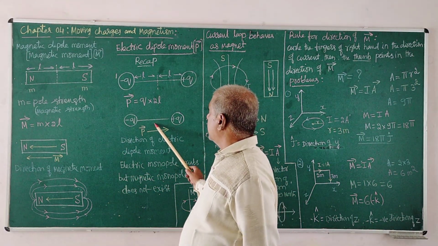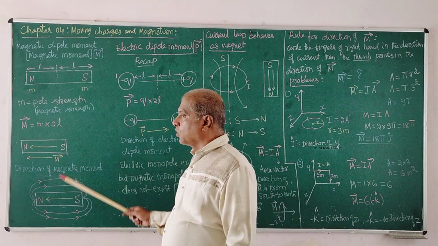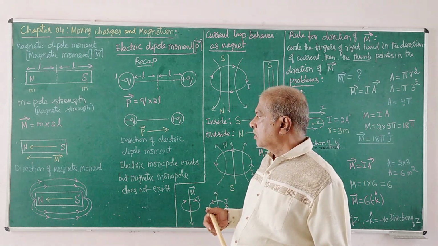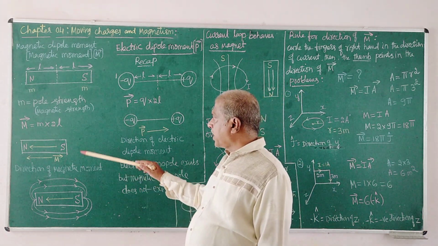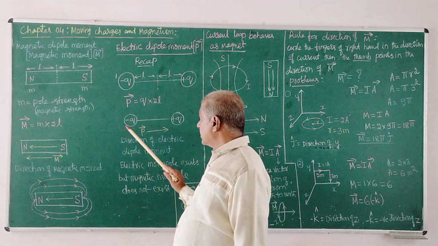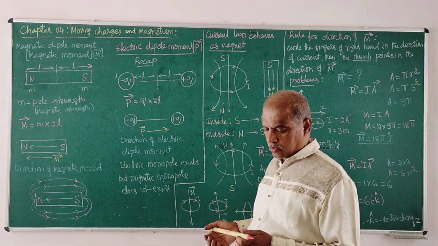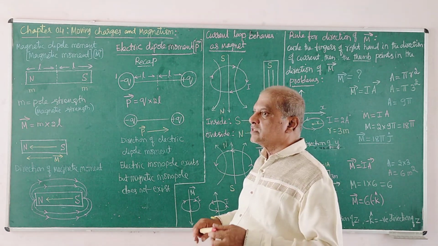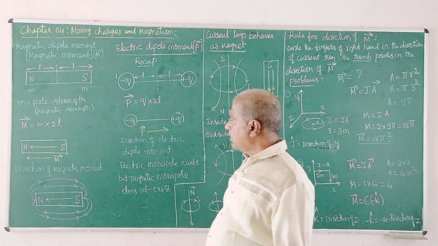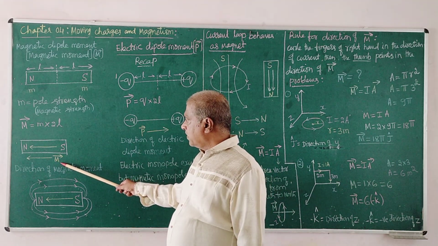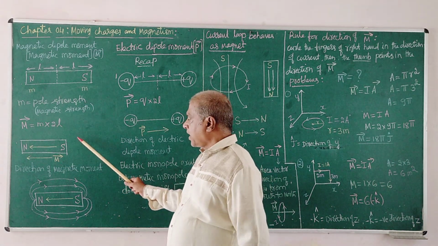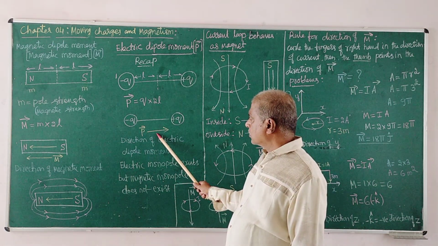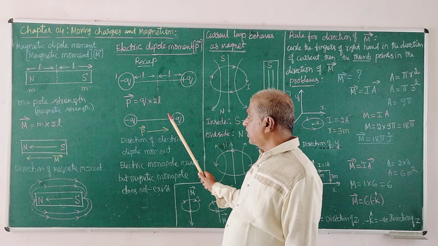Two dipoles, the electric dipole and the magnetic dipole, produce torque. When you apply an external magnetic field here and an external electric field here, it is because of the tendency of this M to line up in the direction of the applied magnetic field, and the tendency of the electric dipole to line up along the applied electric field.